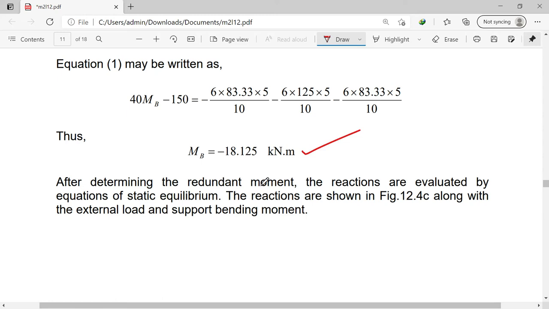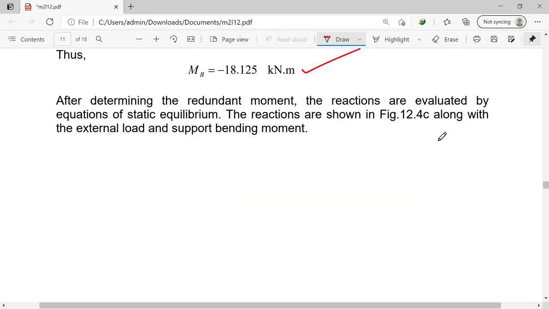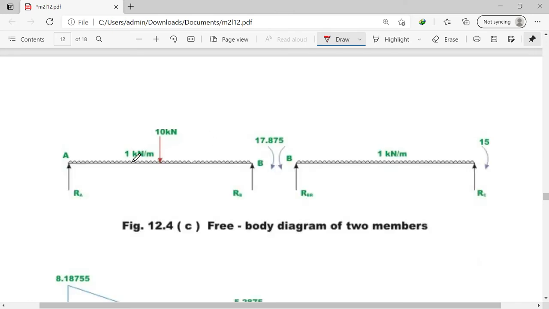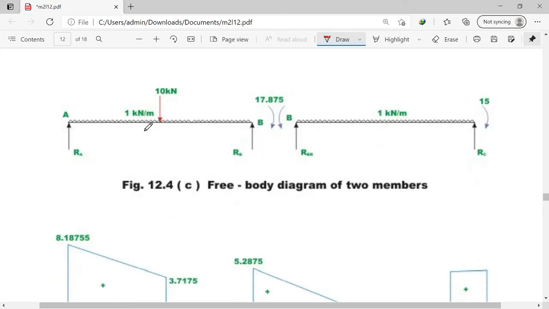Okay, so after determining this redundant moment, the reactions are evaluated by equation of static equilibrium, and the reaction is calculated along with the external loading and support. So let us see how it is calculated. First of all, you have to split the diagram into number of spans. So first we have considered AB, then BC.